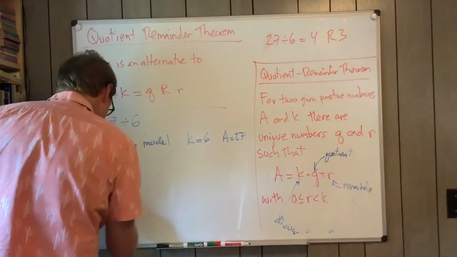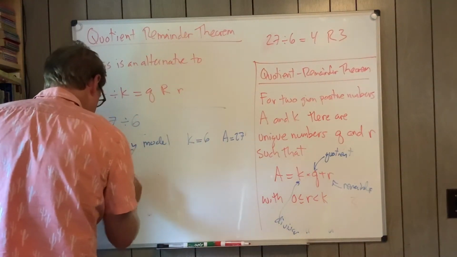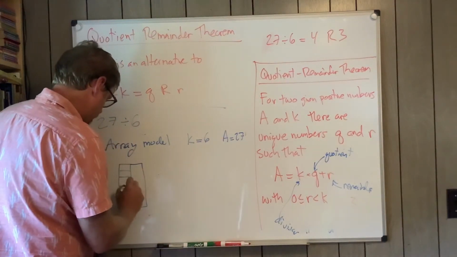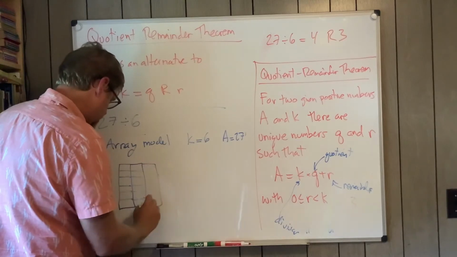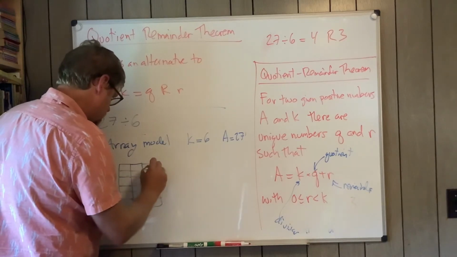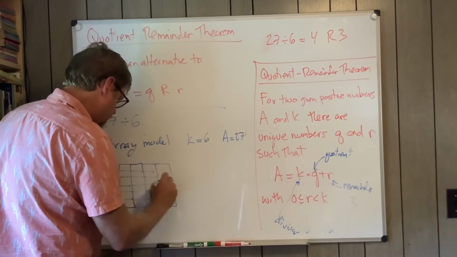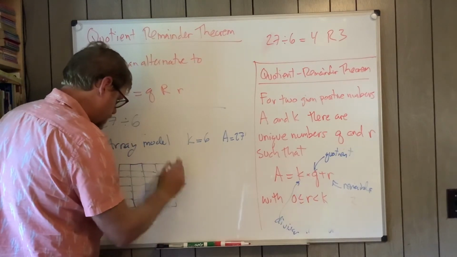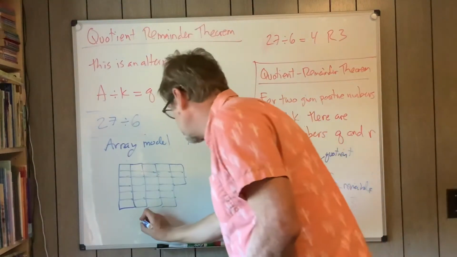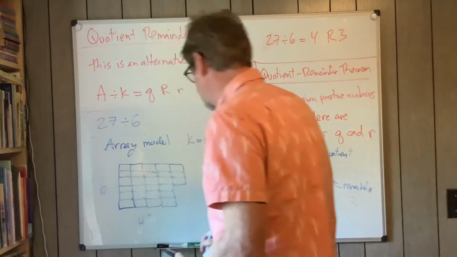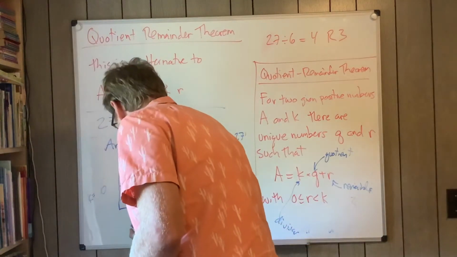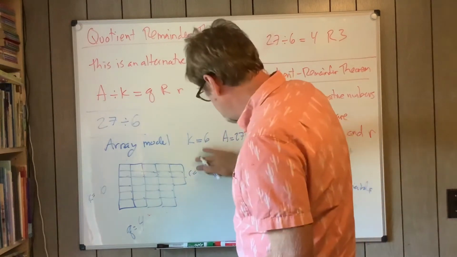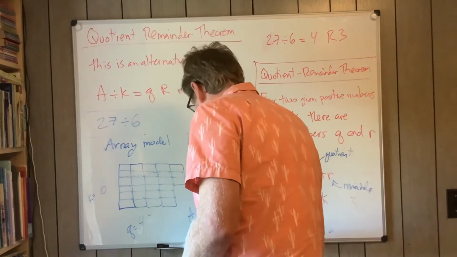So here we go. Here's a block of 6. I'm going to do another block of 6, and another block of 6. That's 18 right now. Another block of 6 is 24. And how many are left? I've got 3. So there is 4 blocks. There is 6. So this is K. Here's my quotient, and R is 3. The remainder equals 27 blocks.